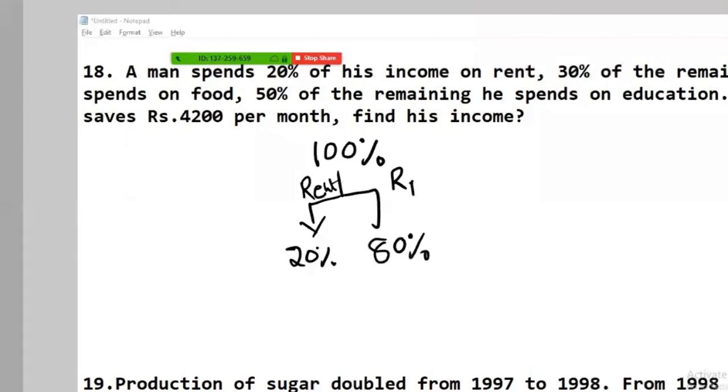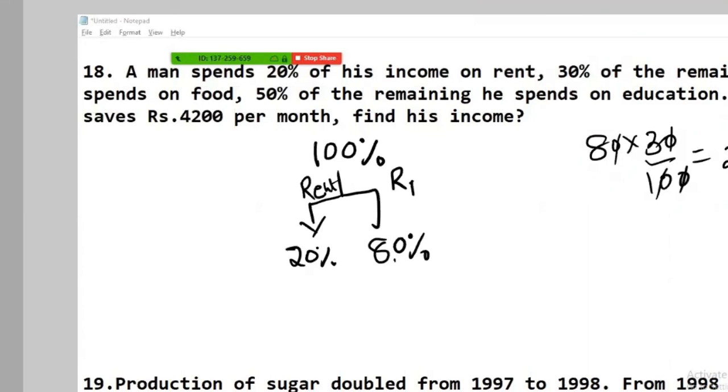Out of 80%, 30% of the remaining is spent on food. So what is 30% of 80? In 80, 30 by 100. The zeros cancel. 8 threes are 24.